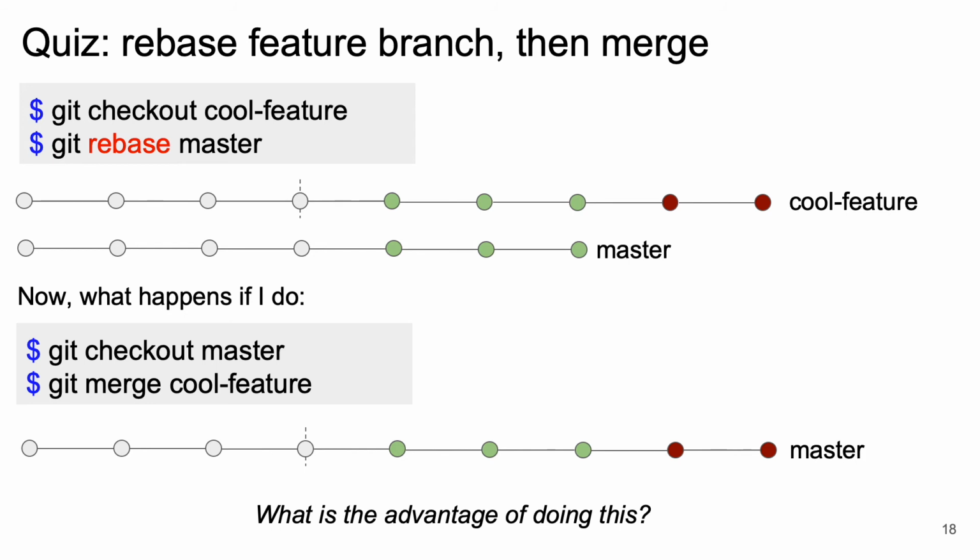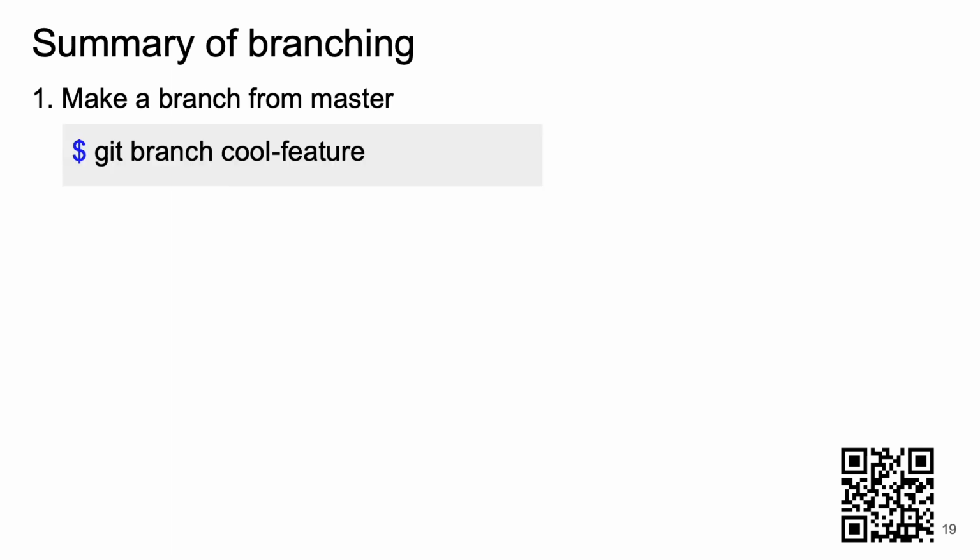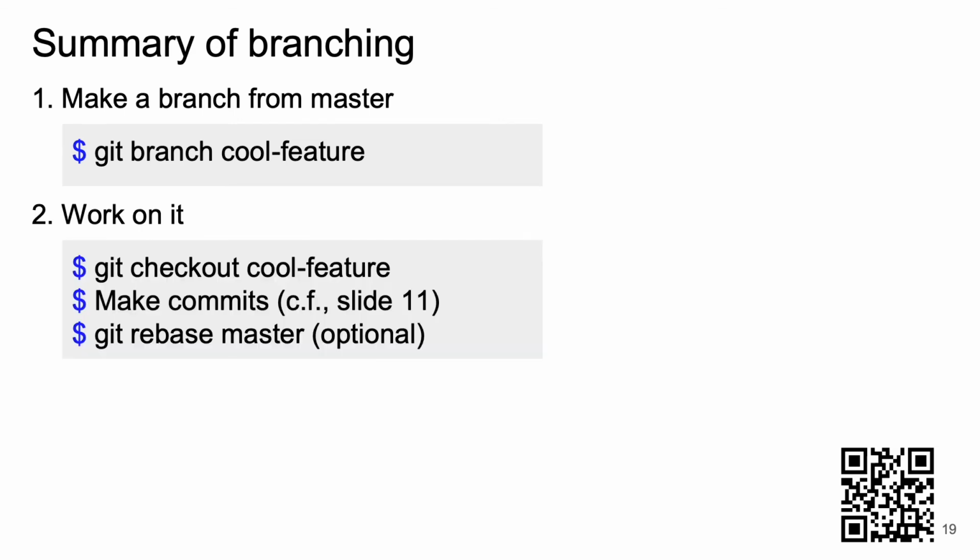All right, so summary of branching. You make a branch from the master branch. You take the latest master branch, you do a branch on that. You go to your feature branch, cool feature, make commits. See slide 11, how to make commits.